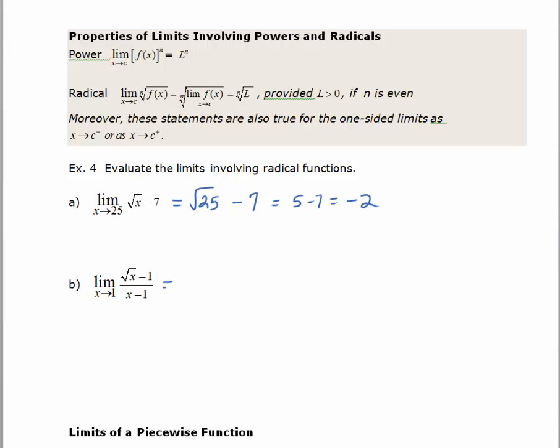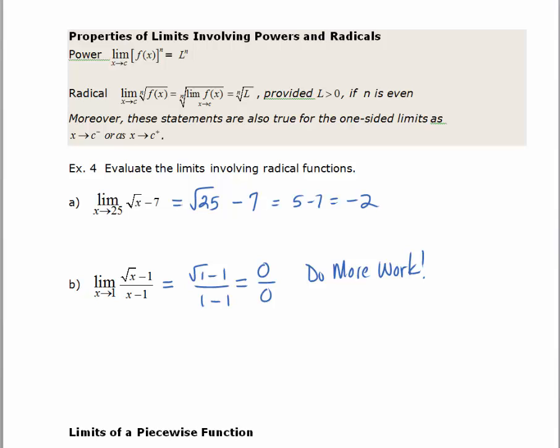Let's try the next one. This is a fractional expression that involves a radical. And we'll start again by direct substitution. We'll have the square root of 1 minus 1 over 1 minus 1, which you can see again is giving us 0 over 0. And so of course I'm going to say that you have to do more work.